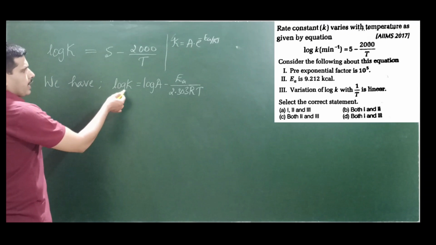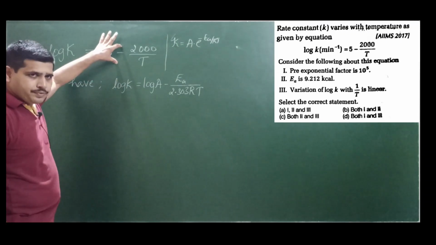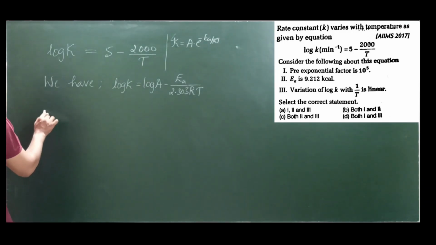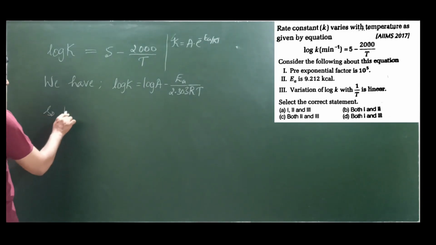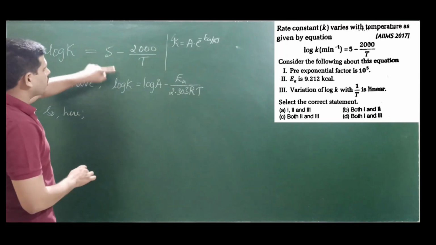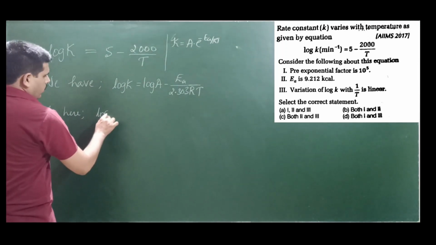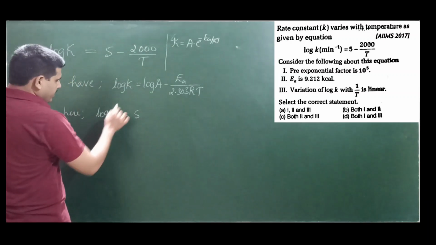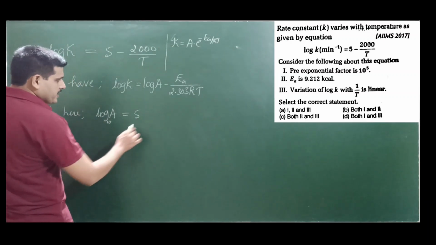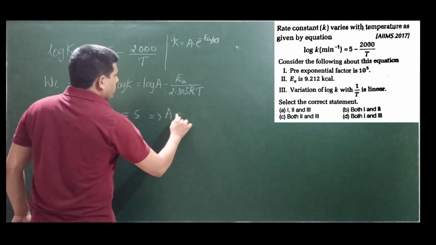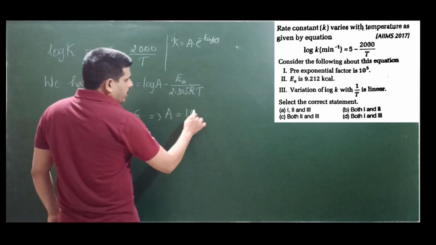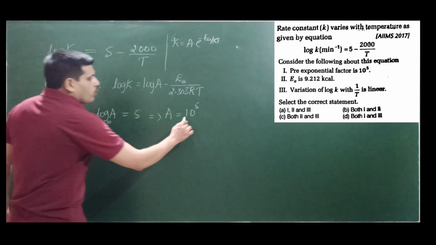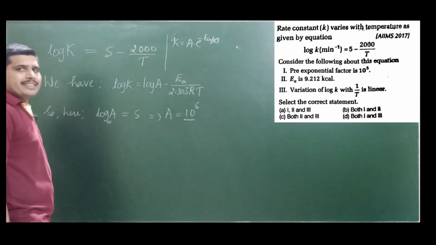So it's exponential form. When you take log on both the sides, you'll get this equation. Now compare the given expression with the standard expression. Here log A is equal to 5, log of the Arrhenius constant A is equal to 5. Log means base 10, so the Arrhenius frequency factor A is equal to 10 to the power 5, the anti-log of 5. So statement 1 which is given is right.